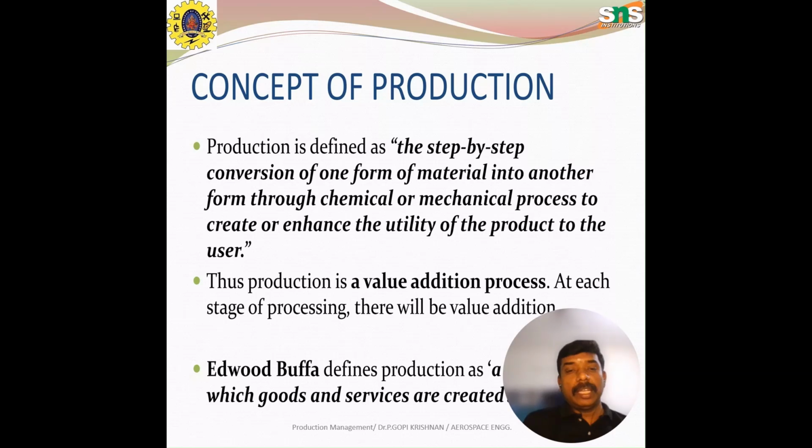The material taken in the first hand has a different form, which is called the raw material. That is one form of material, and that has to be converted into the final form through a sequence of processes. We can take the chemical process or the mechanical process for the creation of the final product. And also, the final product has to be created with higher efficiency, or it has to enhance the utility of the product. So whenever the product is converted from one form to another form, this can be called the production process. Thus, production is the value addition process. At each stage of processing, there will be value addition.